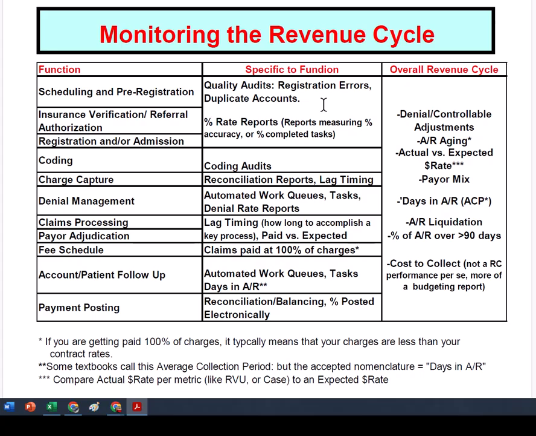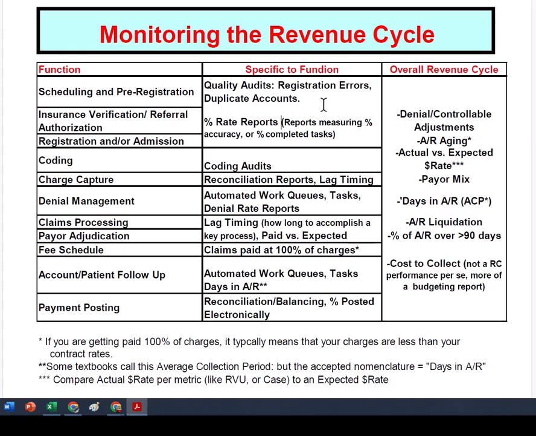some quality audit reports. I had my training department, in their downtime, do quality audits of registration. I would have them pick like 30 registrations per office, and just do a quality audit. Look for duplicate accounts. That's one of the awful things to have, is to have somebody in the system multiple times, because then it's really hard to keep things straight.